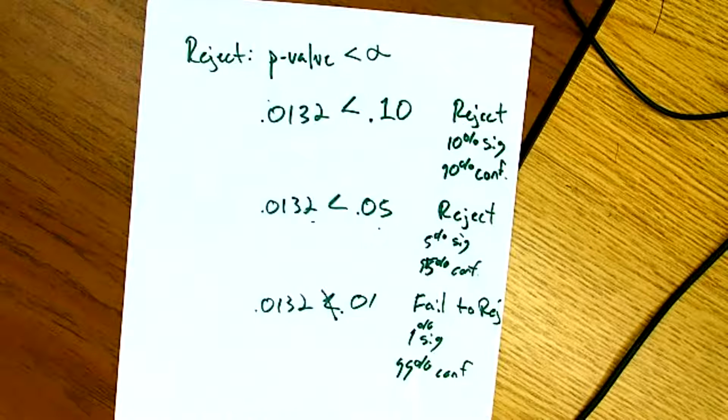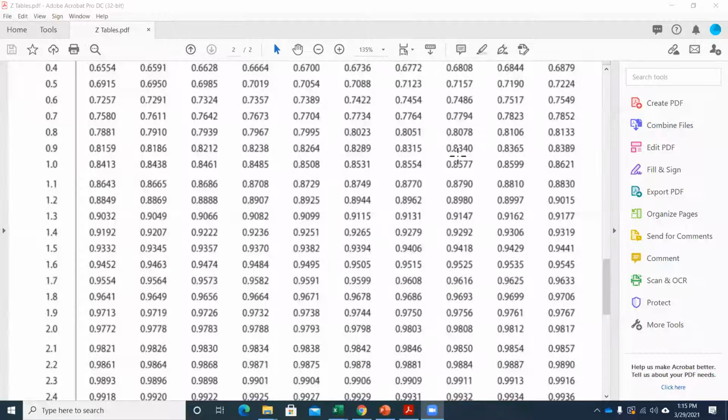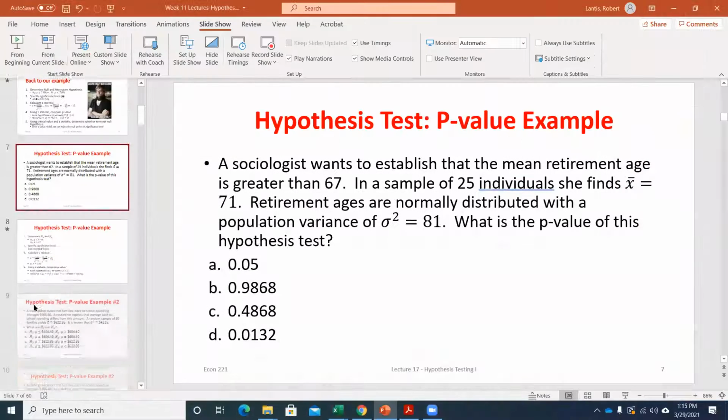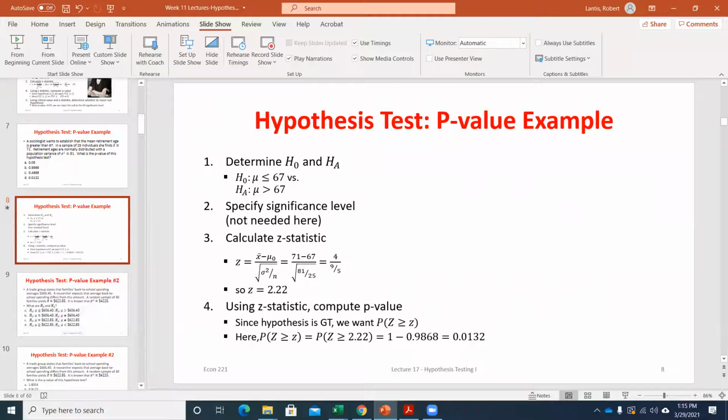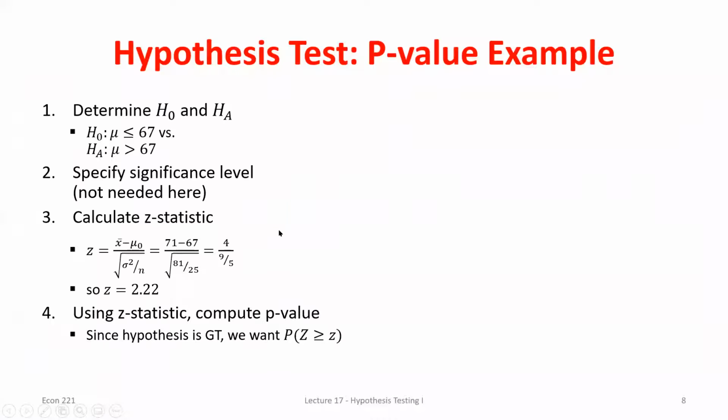Any questions over this idea of comparing to several alphas? Okay. Let's try going back here to the screen. There we go. Okay, so we have this all set up. We found our p-value. And then I compare to different alphas, which I'll do again here in a second.